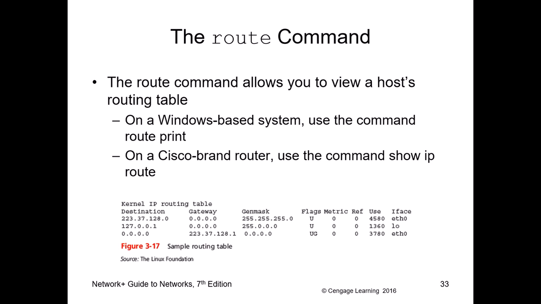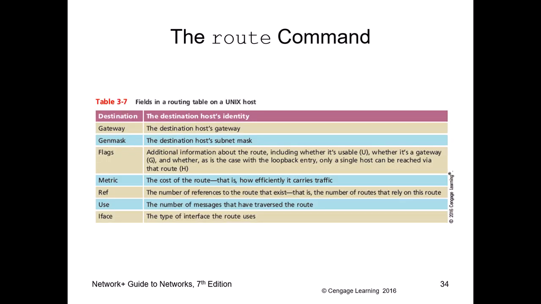Alright, so here's a typical route command that you can use on a Windows-based system. On a Cisco router, you type show ip route. We'll practice some of this in class. If you take a Cisco class, you'll be able to do this in almost every class. Because this is how you actually find out if the router knows how to reach a destination or not. You've got to take a look at the actual routing table.